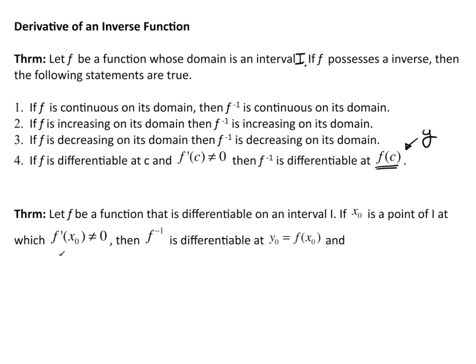So here's the theorem. Let f be a function that's differentiable on the interval I. That's an I again. If x naught is a point of I at which f prime of x naught is non-zero, I'm just kind of repeating what I said a few moments ago, then f inverse is differentiable at y naught equals f of x naught. See, that's that y I'm talking about right here.